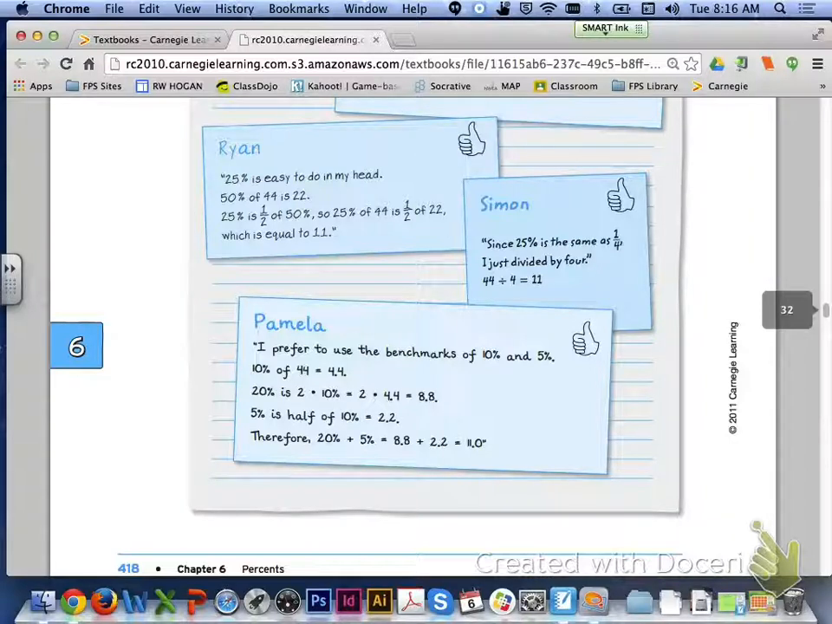So again, 5 different methods from these 5 students in terms of determining the percent of a number. Now it's your choice. It's up to you as far as which one you think is the most efficient and the one that you want to use moving forward.